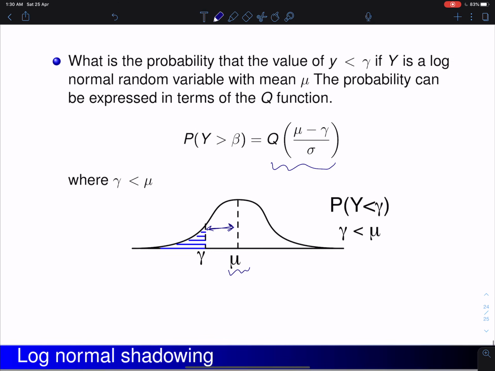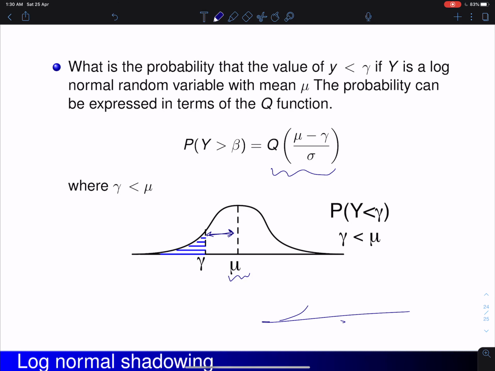Just to quickly reiterate the properties of the Q function: for a Gaussian distribution with zero mean, if you are a distance x away from the mean in one direction, and you again move x in the other direction, calling it minus x here and plus x in this direction, then this area will be exactly equal to this area. This is called the tail probability.